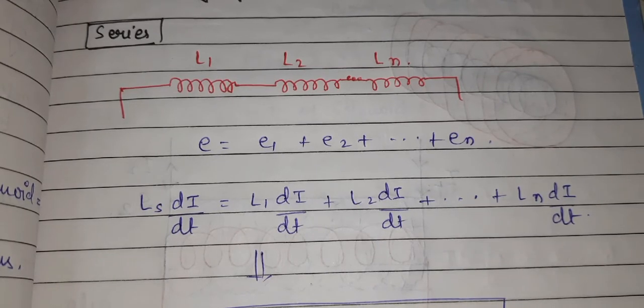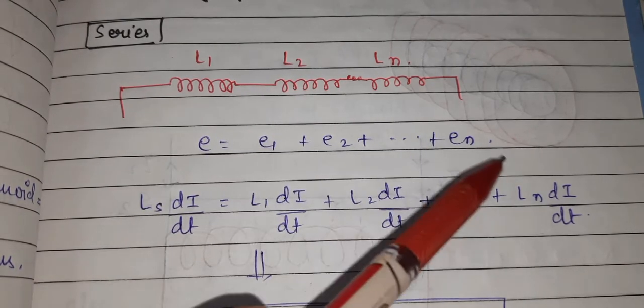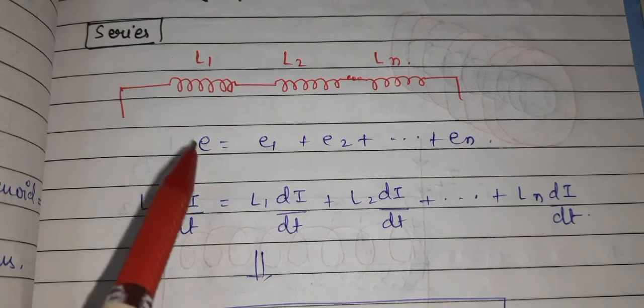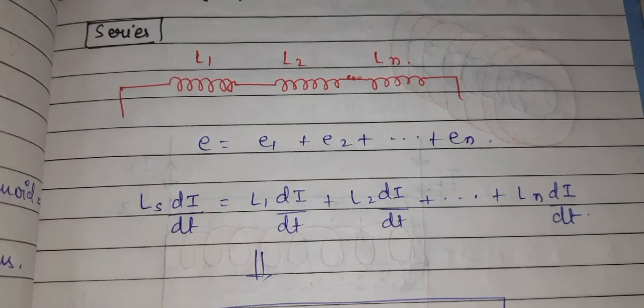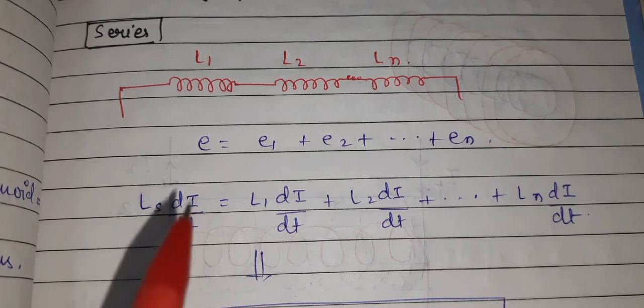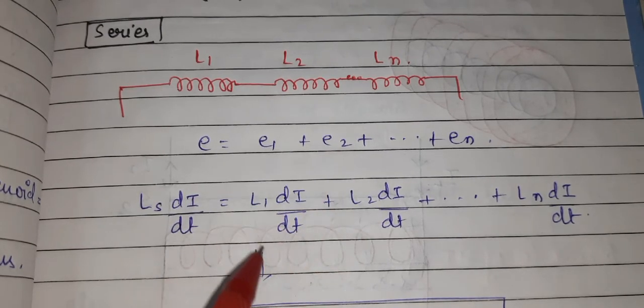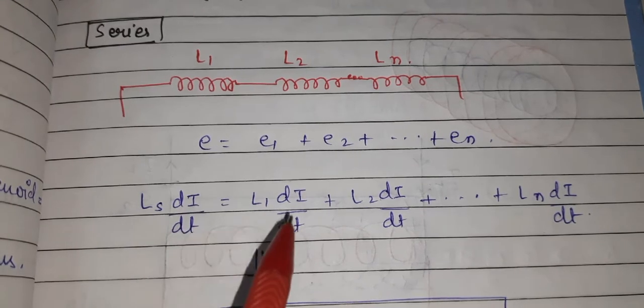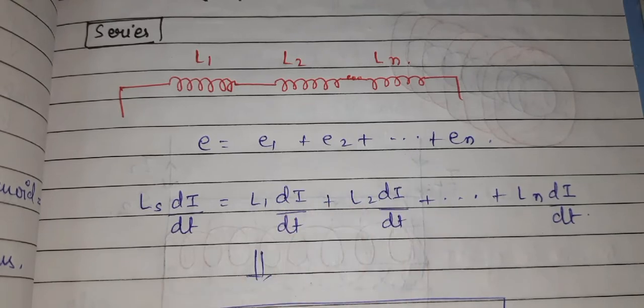in each of the inductors can be written as the total EMF is equal to E1 plus E2 plus dot dot dot En. If I use the formula for the EMF generated using the self inductance concept, then EMF is equal to Ls into di by dt. Ls is the total inductance in the series circuit, and the self inductance EMF in the first inductor will be L1 into di by dt plus L2 into di by dt and so on, plus Ln into di by dt.